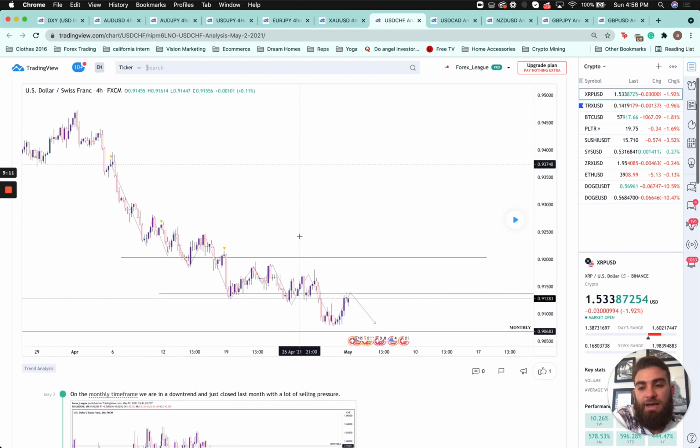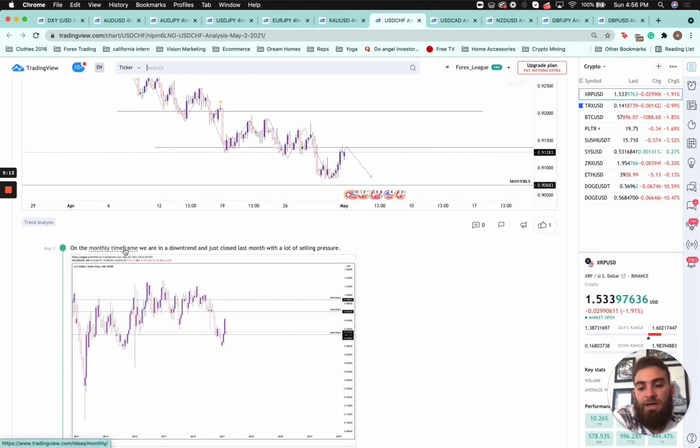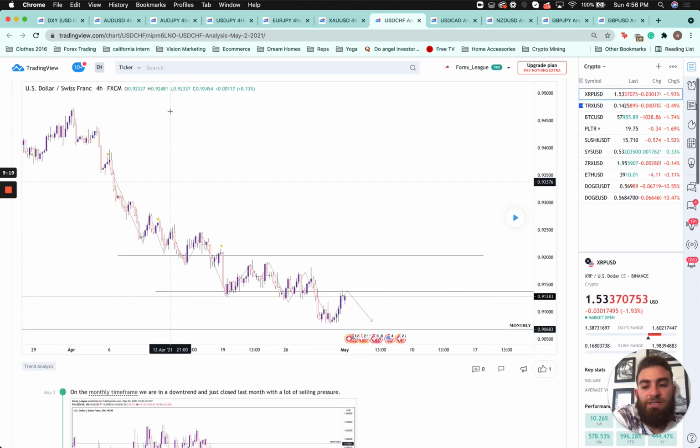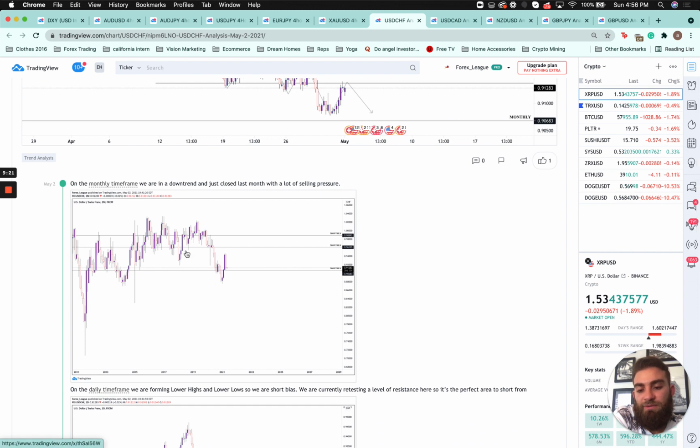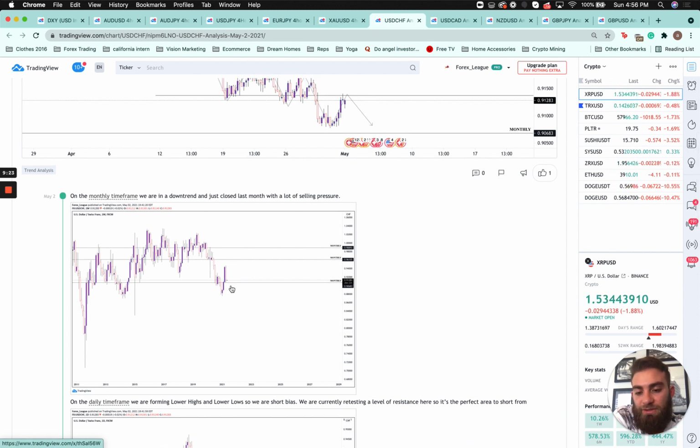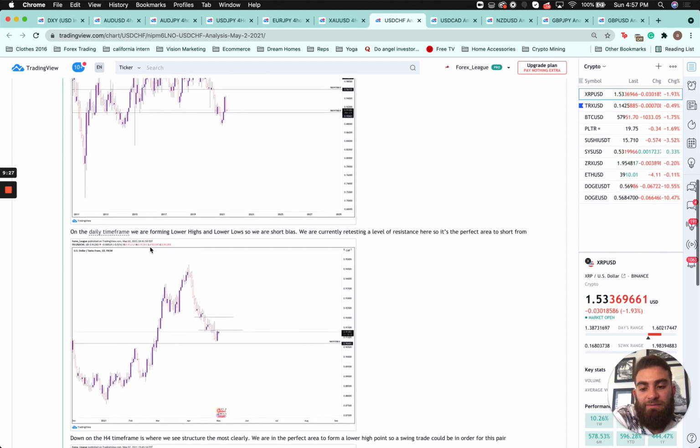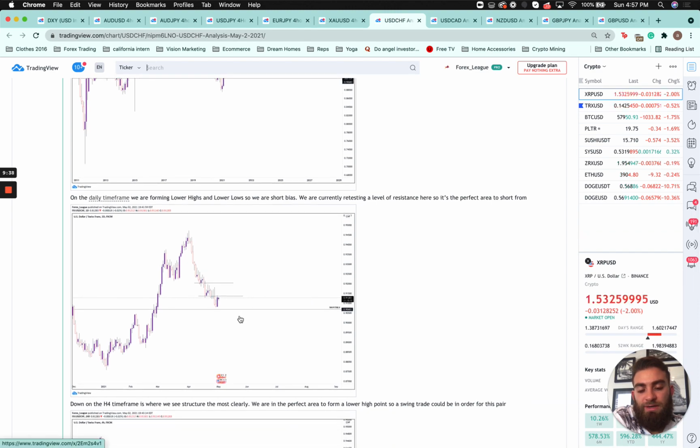So first, I had USD CHF. On the monthly time frame, we were in a downtrend and just closed last month with a lot of selling pressure. So we could see right here, monthly time frame, very clearly price closed extremely bearish with that huge candle. On the daily time frame, we are forming lower highs and lower lows, so we are short bias. We are currently retesting a level of resistance. So here, it's the perfect area to short from. That's this level right there.